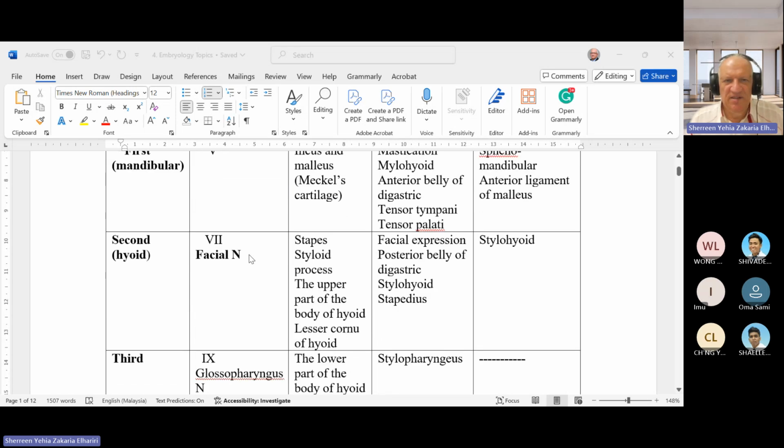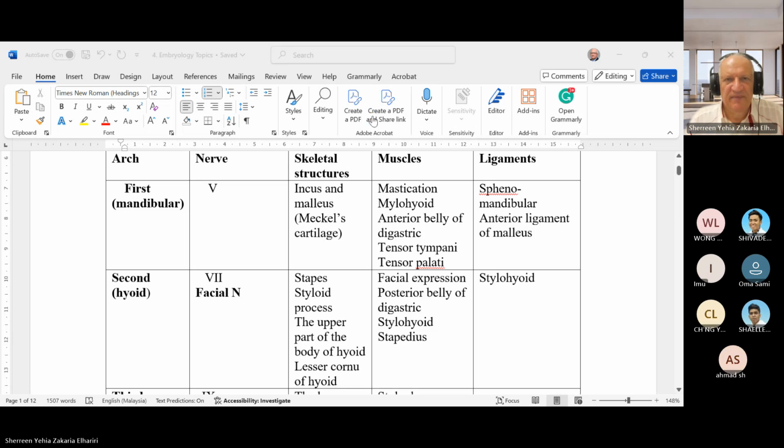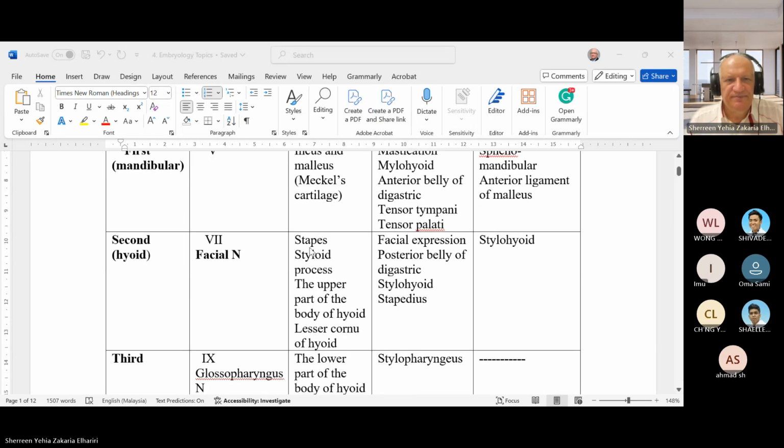The second important and common question is the second arch, because it is supplied by the facial nerve. It is important to know the bones: the stapes, styloid process, upper part of hyoid bone, lesser cornu of hyoid. But for the innervation, it is important to know that the facial nerve supplies all muscles of the face. Posterior belly of the digastric is supplied by facial. Stapedius muscle in the ear is supplied by facial. Stylohyoid muscle is supplied by facial.